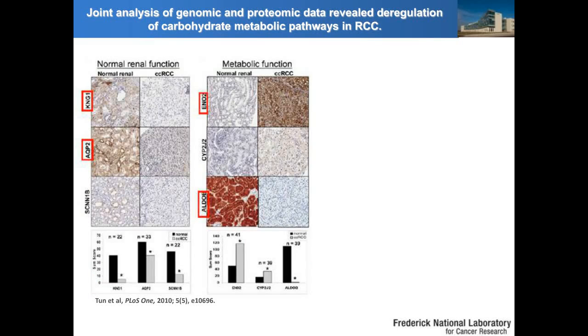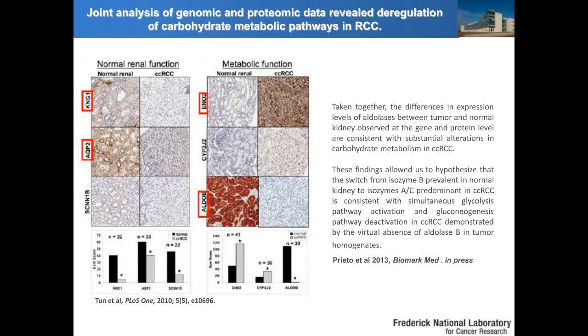So they have done the immunohistochemistry, and the proteins that are marked with red are the proteins that we have also identified in our proteomic study, showing the same differences in expression. So taken together, the differences in expression levels of aldolases between tumor and normal kidney observed at the gene and protein level are consistent with the substantial alteration of carbohydrate metabolism in renal cell carcinoma. This finding allows us to hypothesize that the switch from isoenzyme B, prevalent in normal kidney, to isoenzymes A and C, predominant in carcinoma, is consistent with simultaneous glycolysis pathway activation and gluconeogenesis pathway deactivation. This finding we have presented in a publication. This is now in press, accepted in Biomarkers in Medicine.